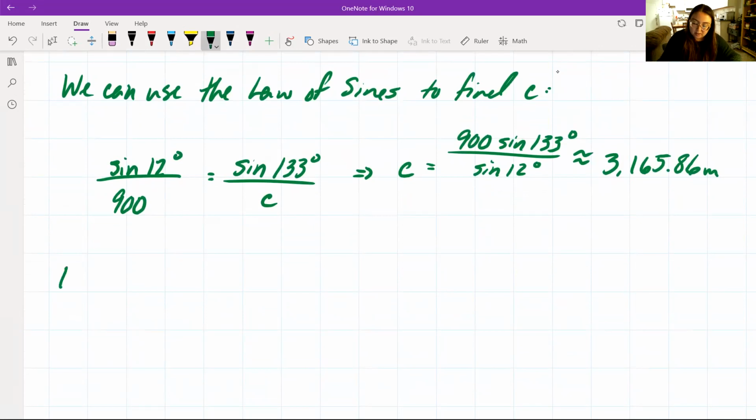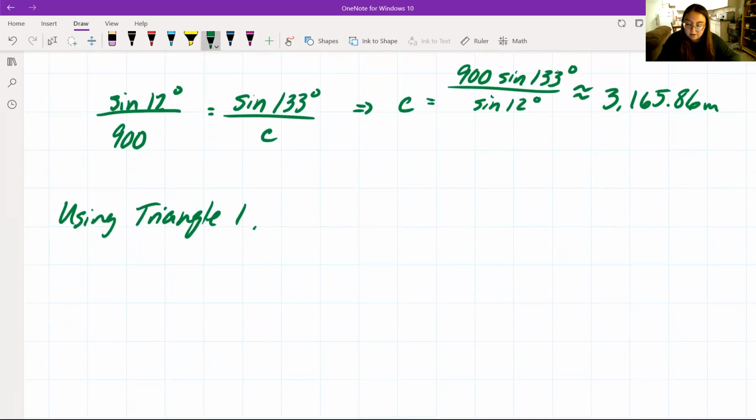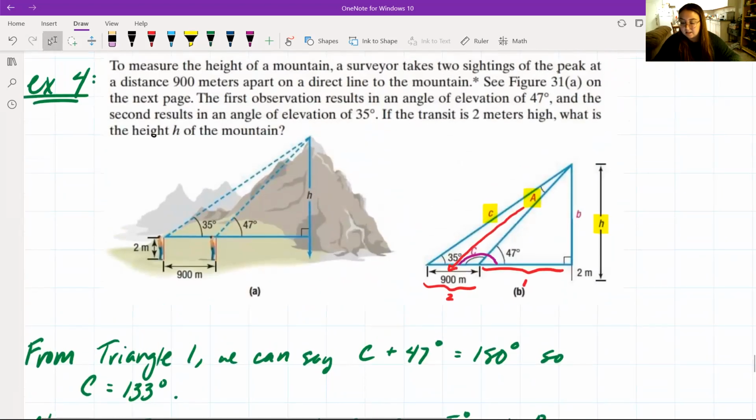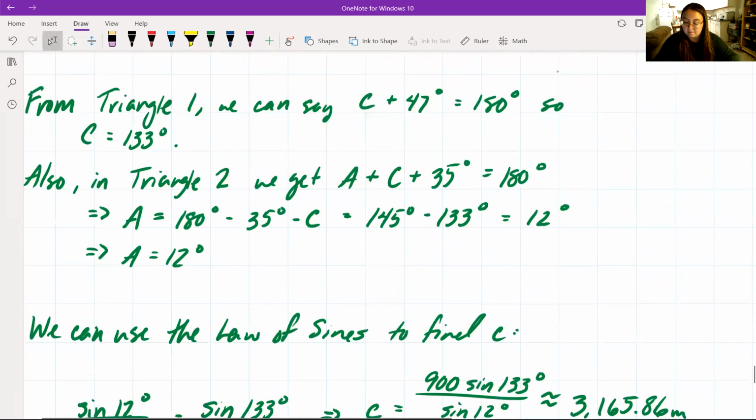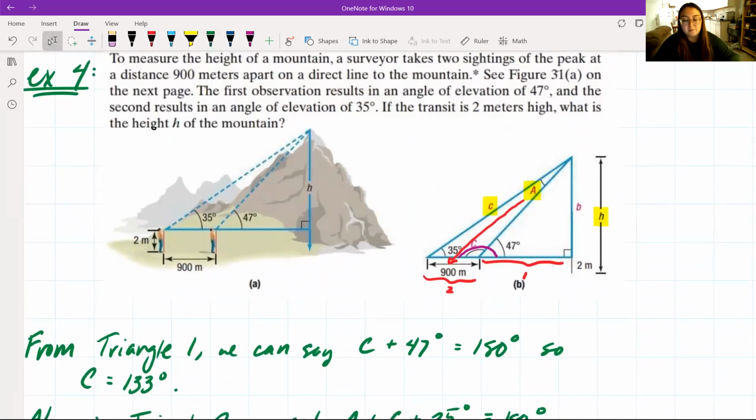Then we're going to say that using the larger right triangle, triangle 1, which we labeled, we can find the value of, in this case, B. We see that B is just 2 meters shy of the actual given height. So when we find the value of B, we can just add 2 meters to find the height.